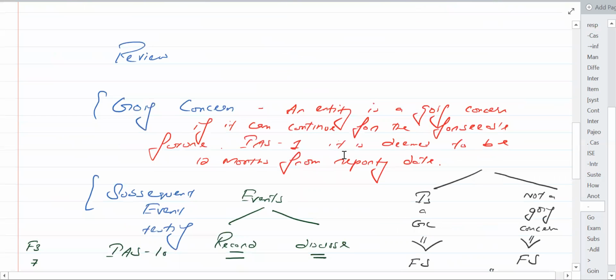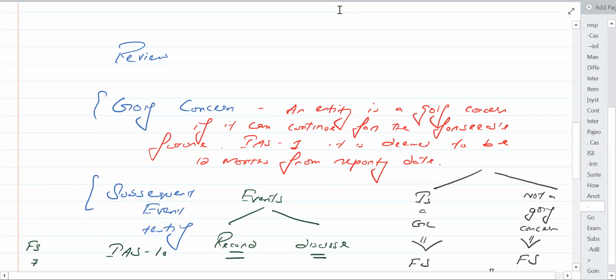So the first thing is the going concern. Now, you've already studied this going concern concept in your basic accounting papers. What is the going concern concept? It states that an entity is a going concern if it can continue for the foreseeable future. And according to IAS 1, the foreseeable future is defined as 12 months from the reporting date. For example, if the year is starting on 1st January 20x1 and it is ending on 31st December 20x1, then from 31st December 20x1 for the next 12 months, the entity should be able to continue. Then it is going to be called a going concern company.